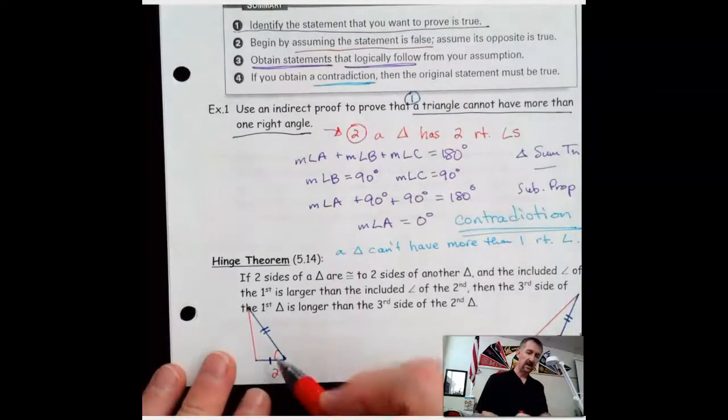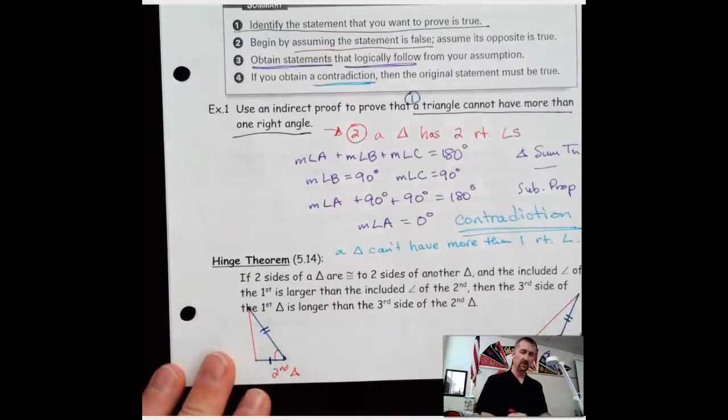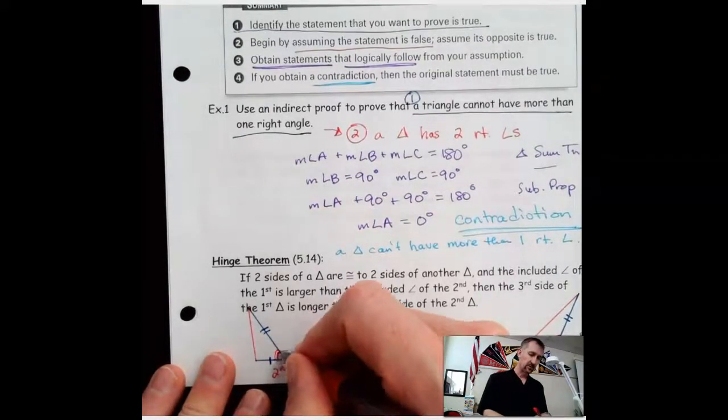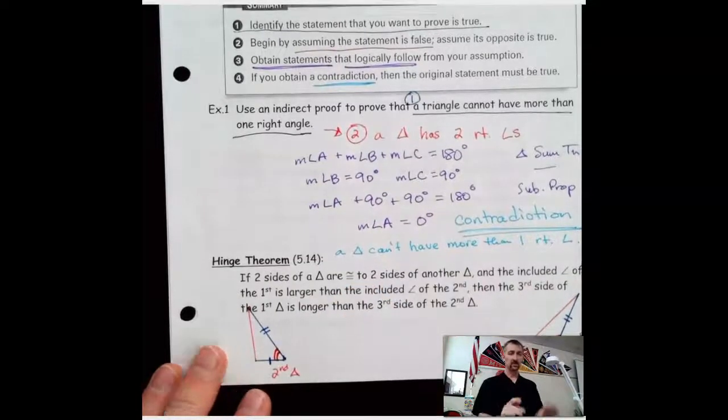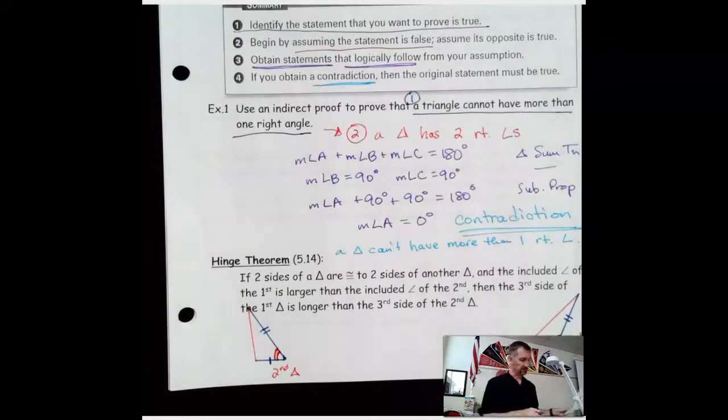Okay, usually we put one mark to show that sides are congruent, so I should put two marks on this one to show that they're different. Okay?